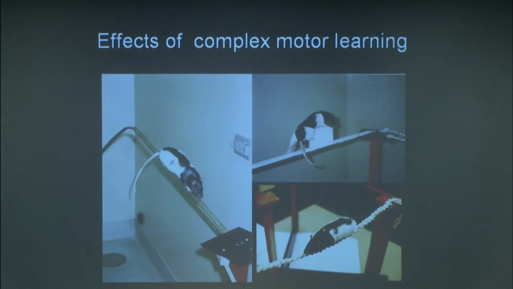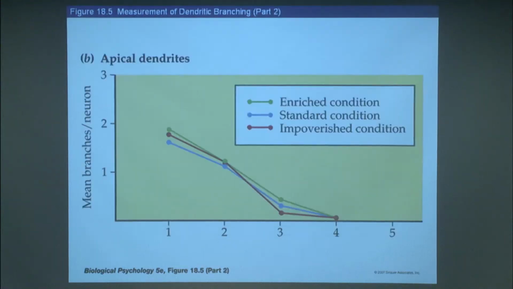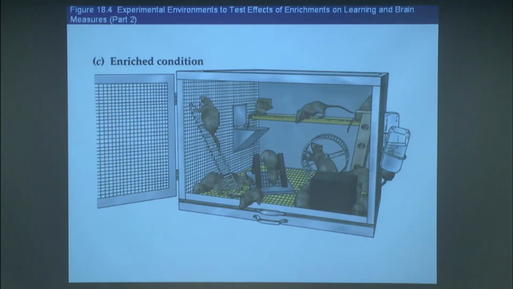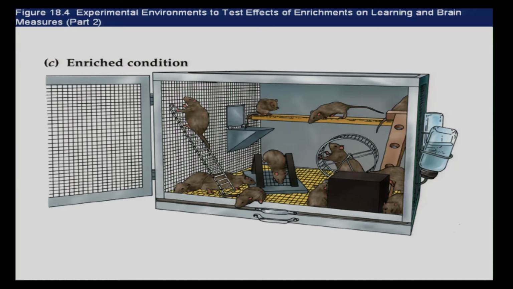Now, enriched environments are a little bit vague. So lots of things are happening. We're not testing anything. We're not asking the animals to learn something. We're just saying, here, you have more toys, you have more stimulation, you have more social interaction. Let's see what that does to your brain. And the answer is, it does lots of good things. Lots of growth, many more dendrites.